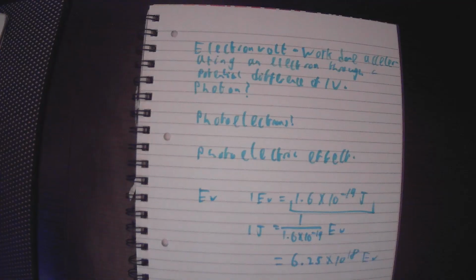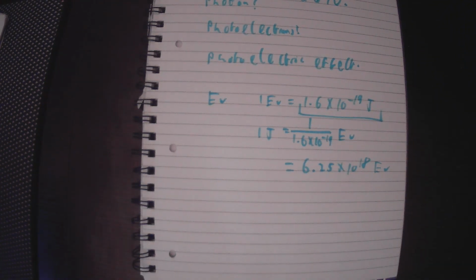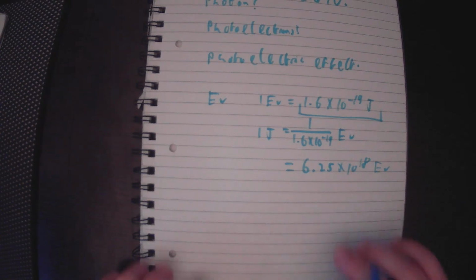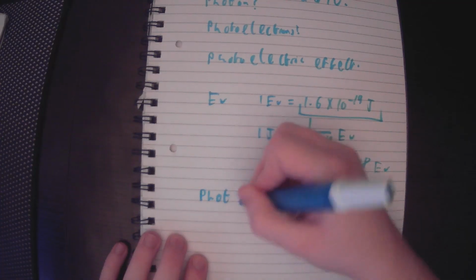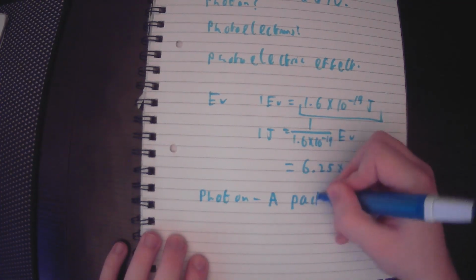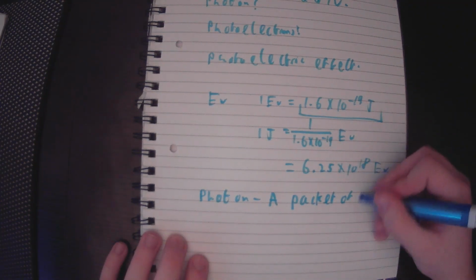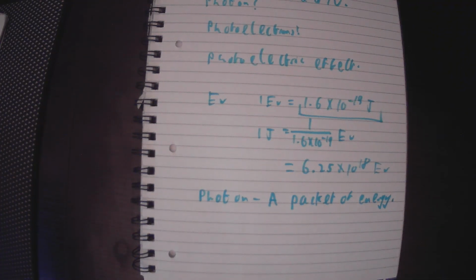Now that we've gone over what an electron volt is, we can use it as a unit for a very small amount of energy transfer. We'll go over our next question. What is a photon? This is a definition that you also need to know. A photon is, quite simply, a packet of energy. So it doesn't get any more complicated than that.